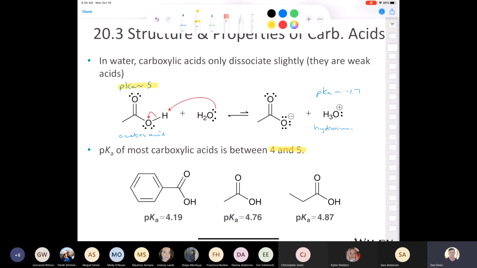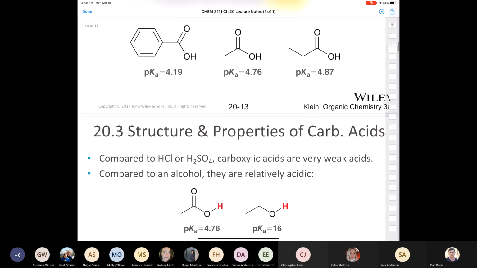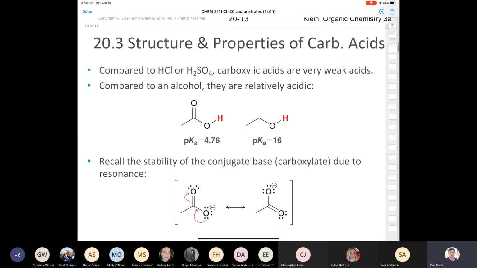Again, the pKa of most carboxylic acids is around that 4 to 5 range, and you should have known that already because we spent so much time talking about this in chapter 3, I believe it was, in Organic Chemistry 1, our acids and bases chapter. Now, if we compare the acidity of a carboxylic acid to something like HCl or sulfuric acid, these are really strong acids. And so comparably speaking, they are weak acids, but everything is relative.